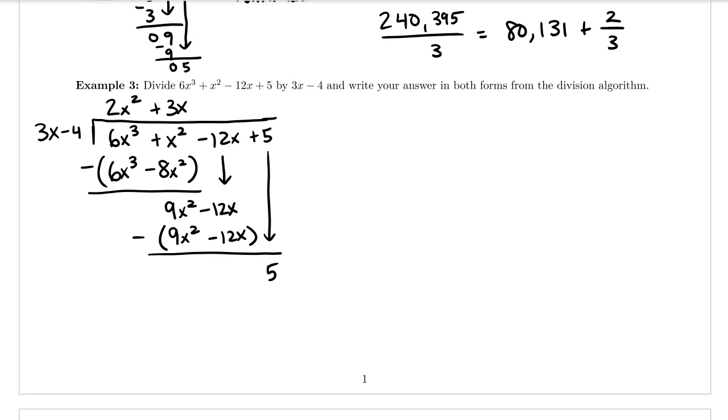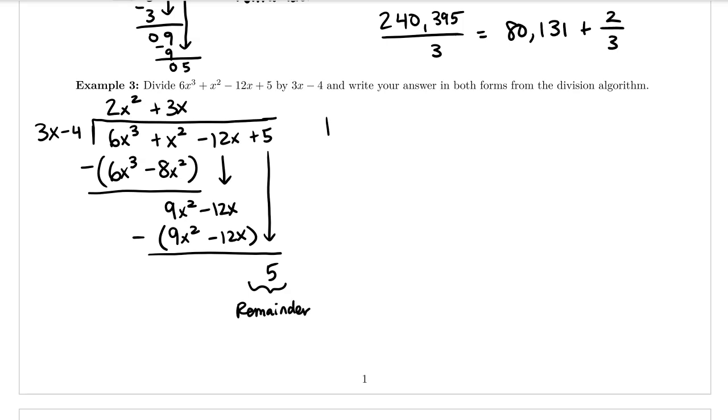And I know that I need to stop at this point because the thing that we're left over with now has a degree that is lower than our original divisor. So that's how I know to stop. So again, 5 represents our remainder.